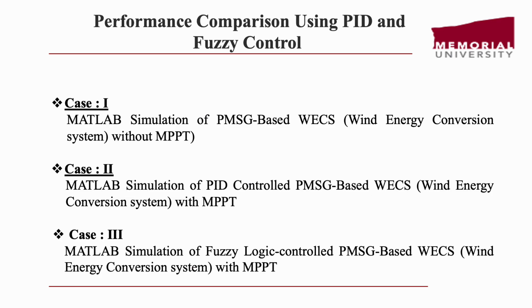Now we have performed 3 different cases, and after that we have compared the performance of those cases. The first case is the MATLAB simulation of the wind energy conversion system, that is a wind turbine without any maximum power point tracking. The second case is with MPPT, which is controlled by the PID, and the third case is the MPPT which is based on fuzzy logic. So we can go one by one.